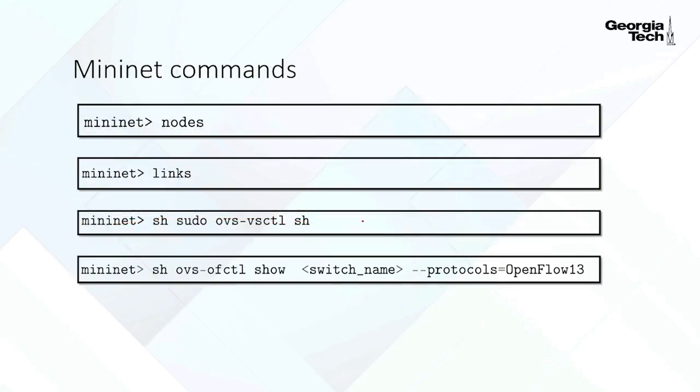Once everything is running, then we just have the Mininet commands. We're going to have this command that is nodes, and that's going to show us all the nodes that have been created in the topology. Additionally, we have links that is going to show us all the links and how the nodes are connected between each other.